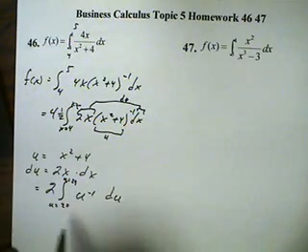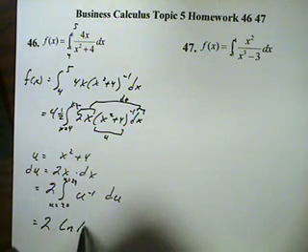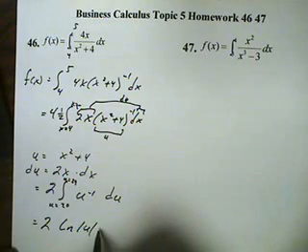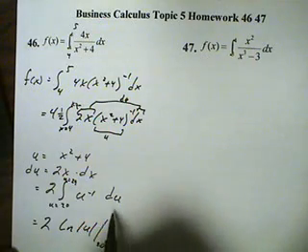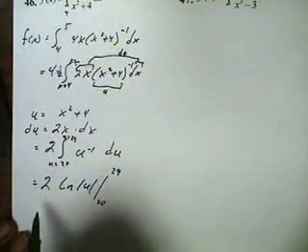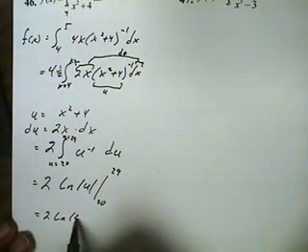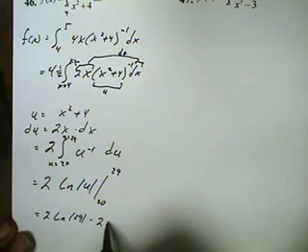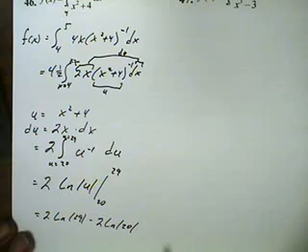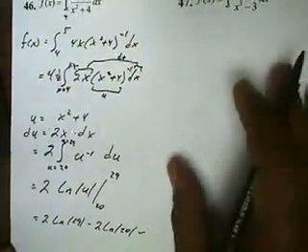Now when I take the antiderivative of this, I get 2 times the natural log of the absolute value of u, and that's evaluated from 20 to 29. So I'm going to put 29 in here, so I'll get 2 times the natural log of the absolute value of 29, minus 2 again, natural log, and I'll put 20 in here, of 20. And I can leave this like this, and I don't have to actually evaluate these. Okay. Next, number 47.